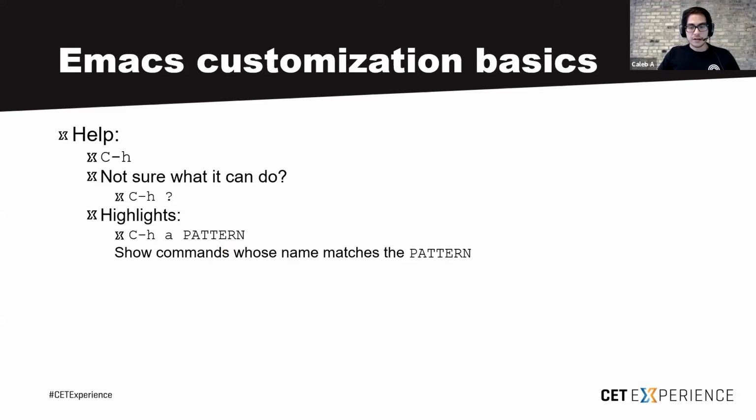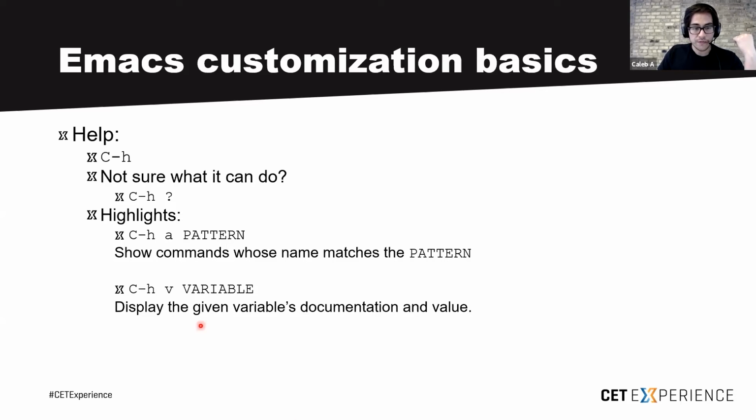Control-HA with a pattern. This is handy to try and find a function that you might have an inkling of a name for. For instance, we know Control Y is yank. We can do Control Y to yank, and we can search for yank and find out all of our functions that have the word yank within it.